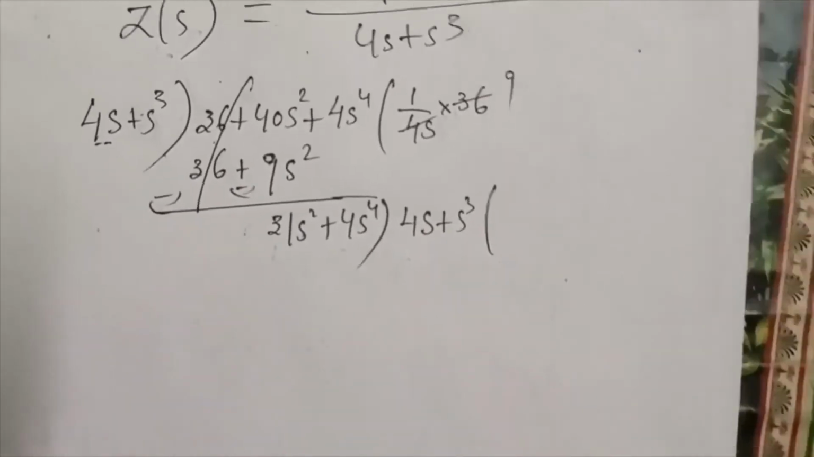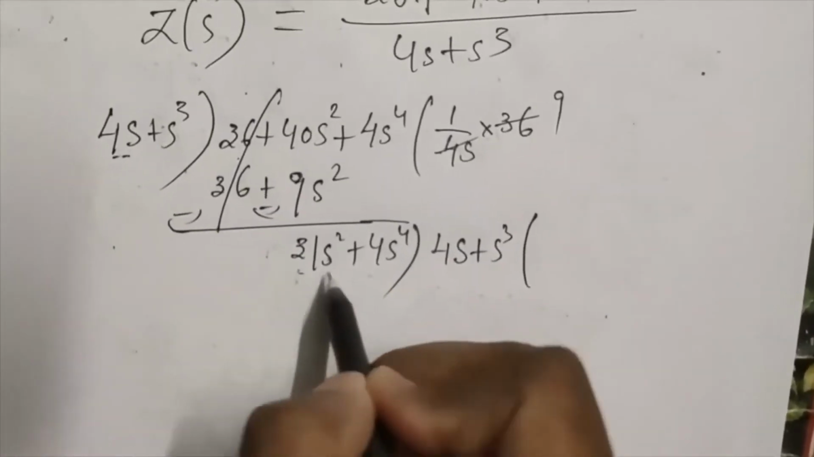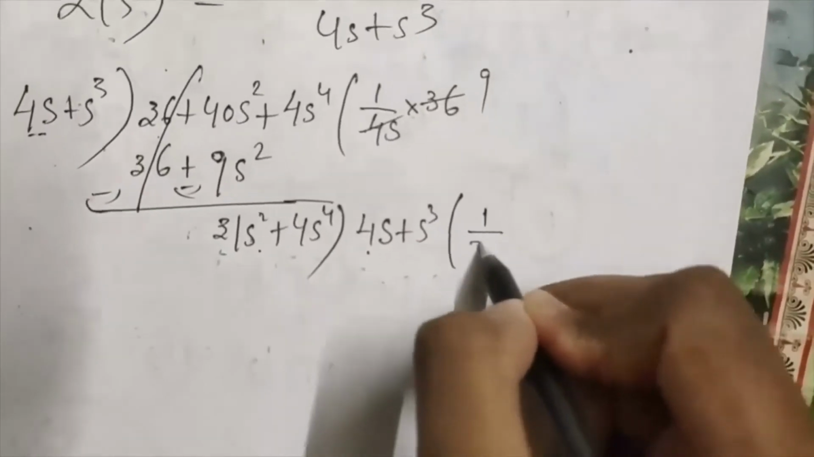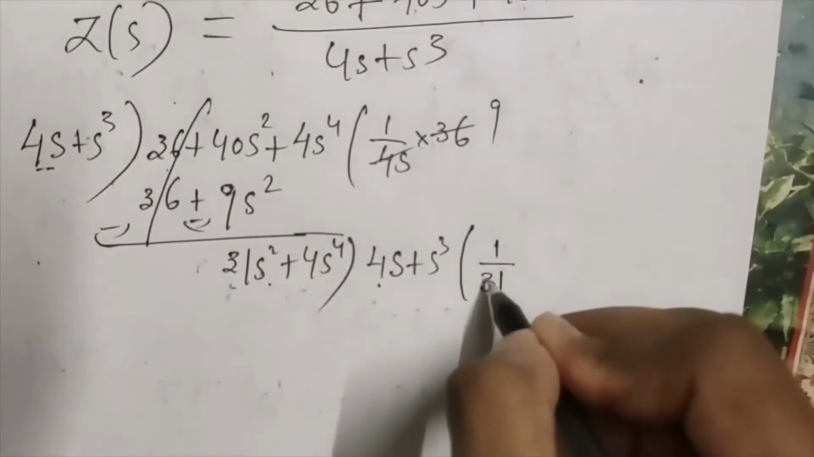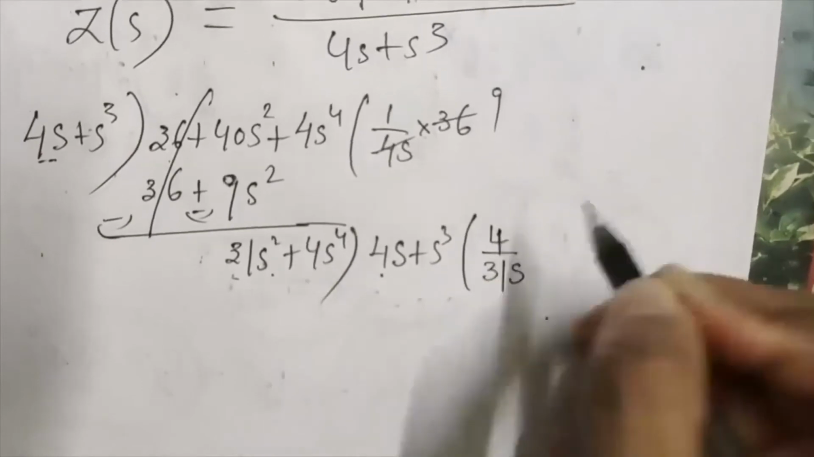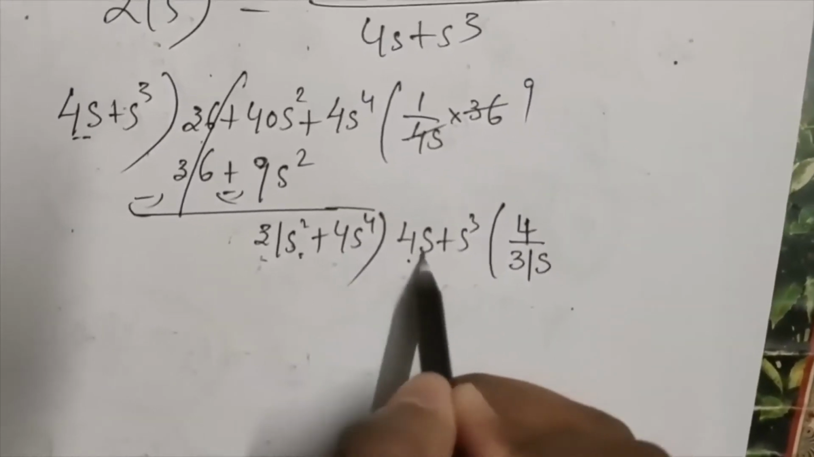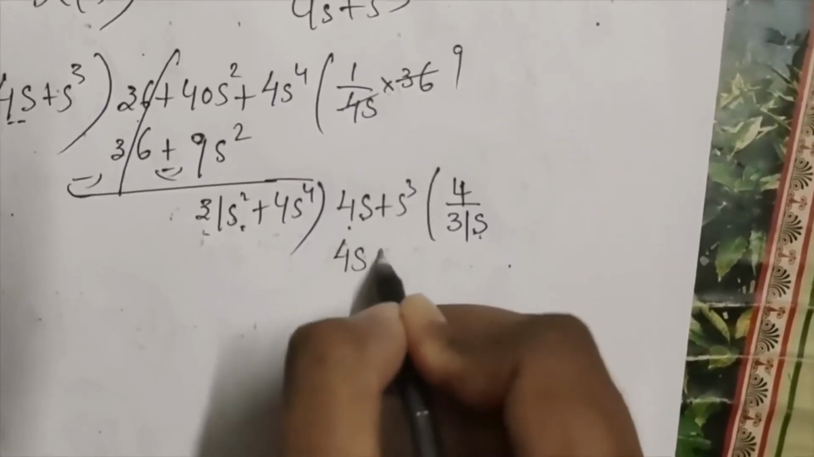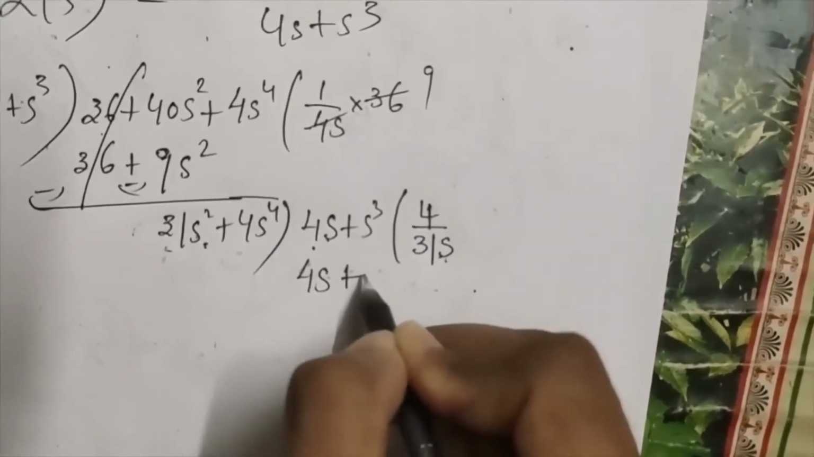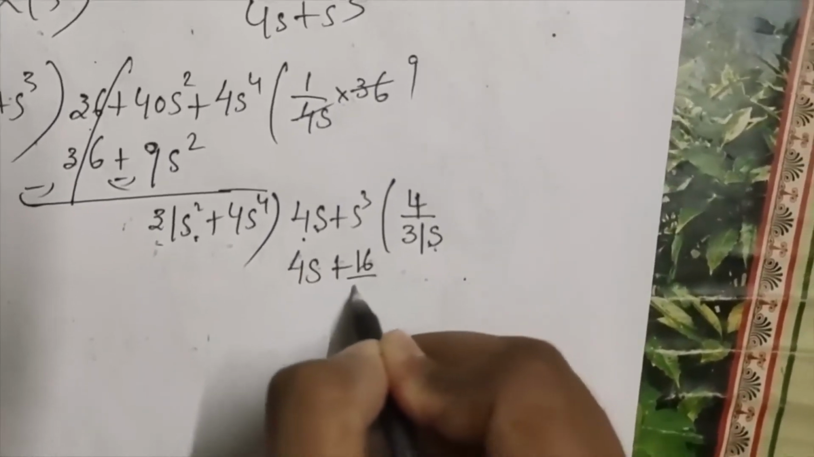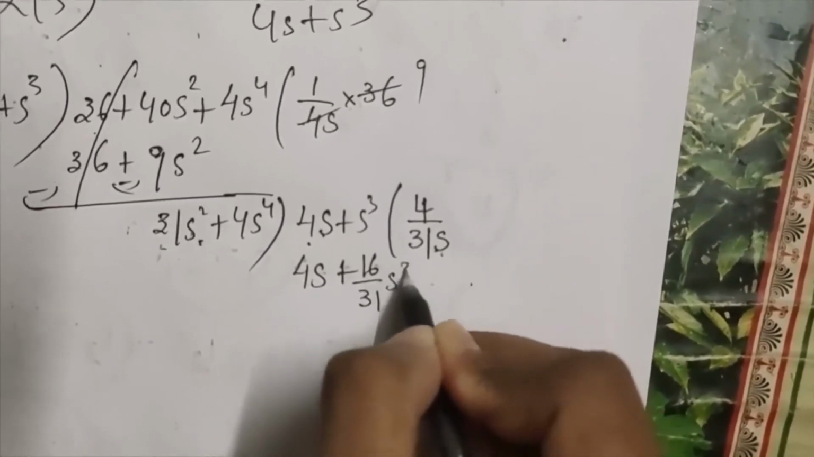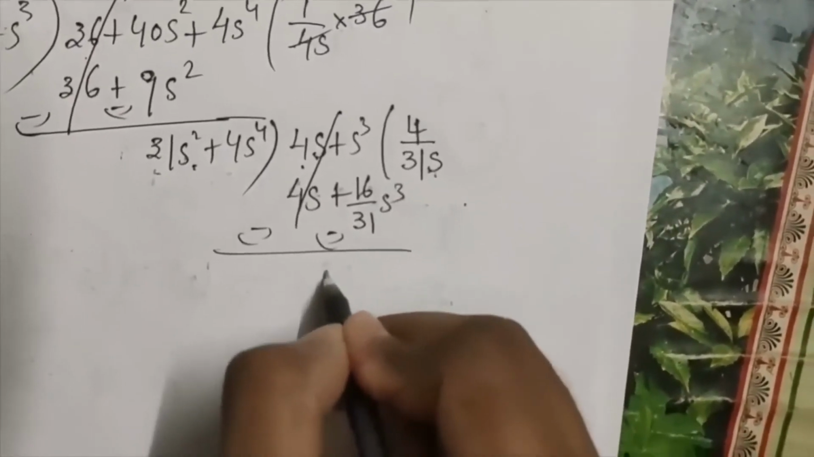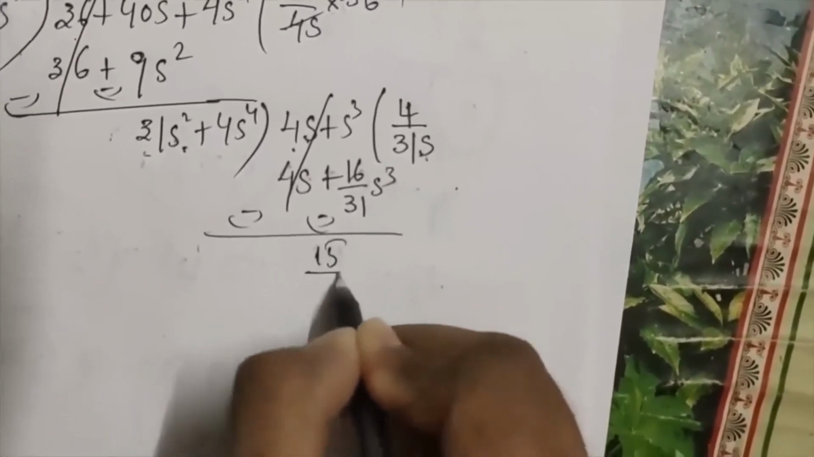So here I have 31s square, I have here 4, so I'll divide by 31s and multiply by 4. Since here you have s square, I want only s, so I have divided by one s, so it is 4 by 31s. So I will get here 4s plus 16 by 31 s cube. So it will get cancelled. So here if I subtract, I will get 15 by 31 s cube.